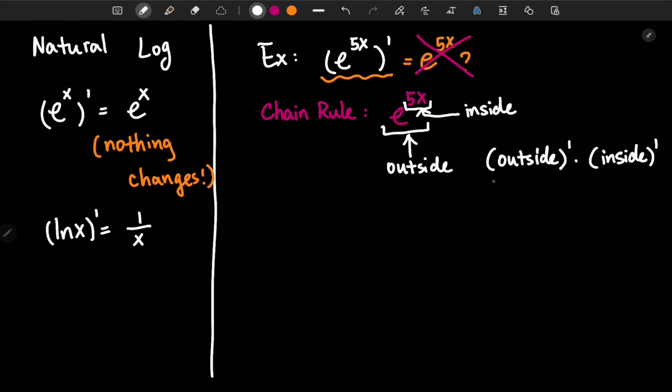So what's the derivative of the outside function? It's going to be e to the 5x. And the derivative of the inside function, which is 5x, is going to be 5. Therefore, the derivative for our function is going to be 5 times e to the 5x.